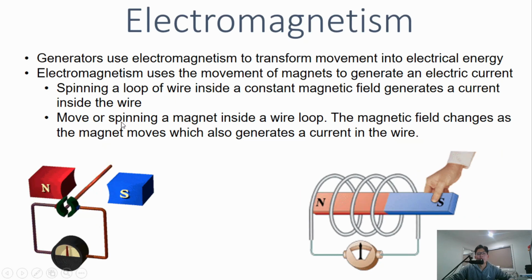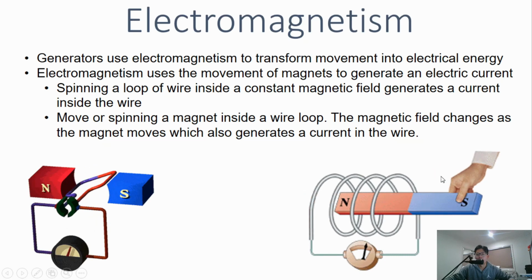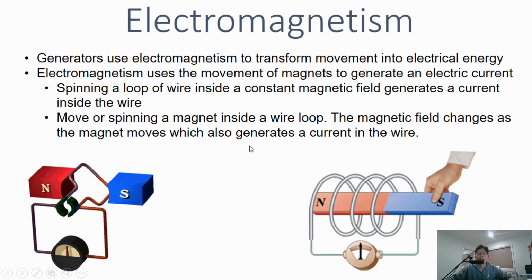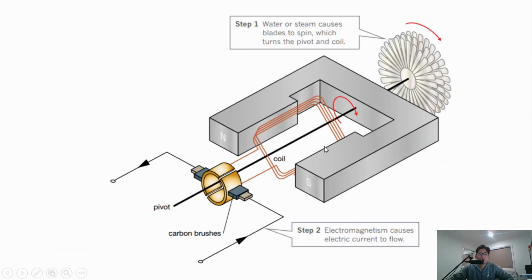The second way is moving or spinning a magnet inside a wire loop. As you can see in the bottom right image here, the magnetic field changes as the magnet moves. In this case, we're moving it up and down. We could also get a smaller magnet in the middle of this loop and spin it, which will also generate an electric current inside the wire. So this is an image of what a generator would look like on the inside. There's a magnet on the outsides here and the electric wire or coil in the middle, and a turbine here that spins, causing the wire to spin, which generates an electric current.